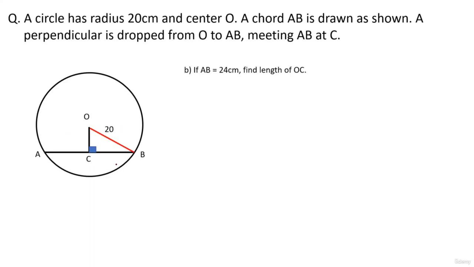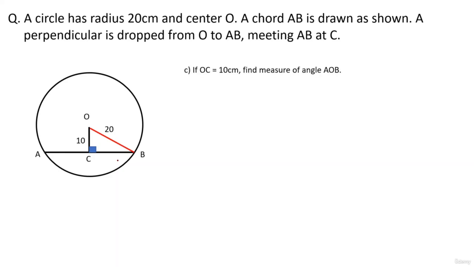If AB equals 24 centimeters, find the length of OC. Okay, again, very simple. If AB is 24 centimeters, guys, the perpendicular from center to the chord will bisect it, so if AB is 24, how much will AC and BC each be? 12 and 12, right? Okay, now again using the same triplet 3, 4, 5, multiplied by 4, the value of OC will be 16 units, right? Let's go on to the next question, guys.